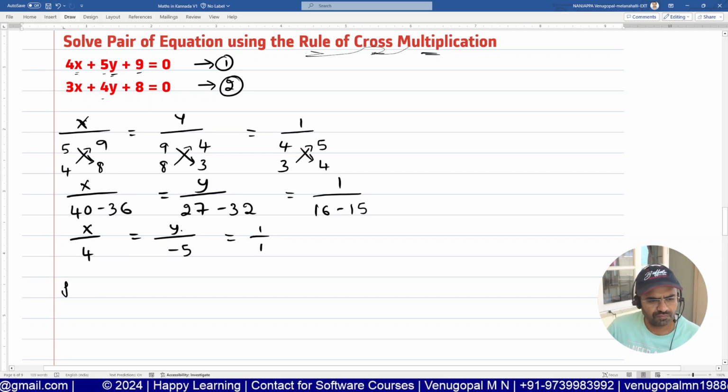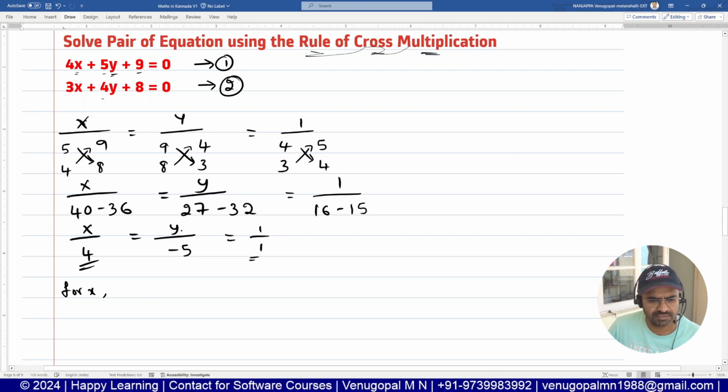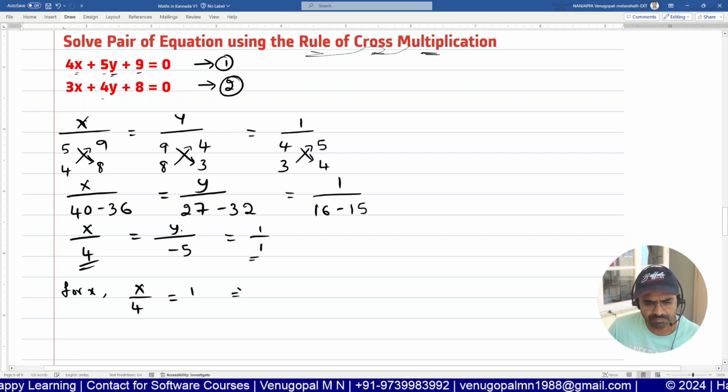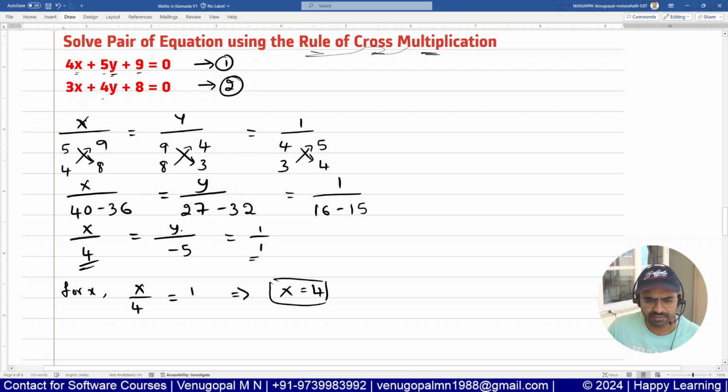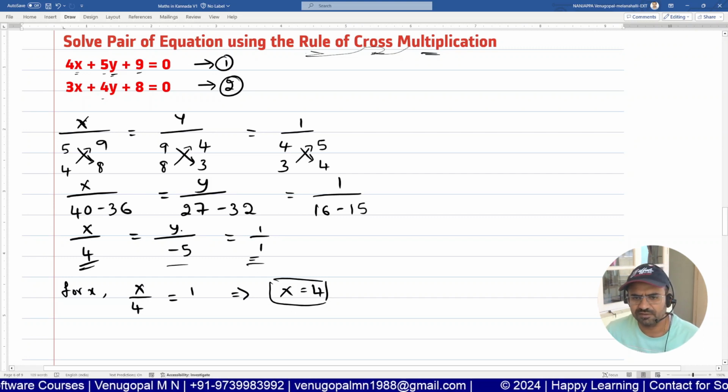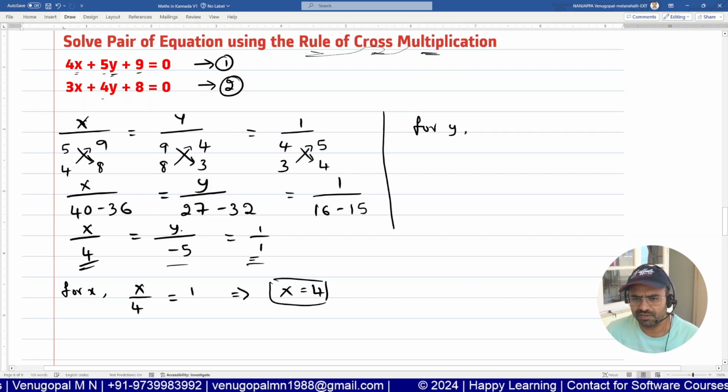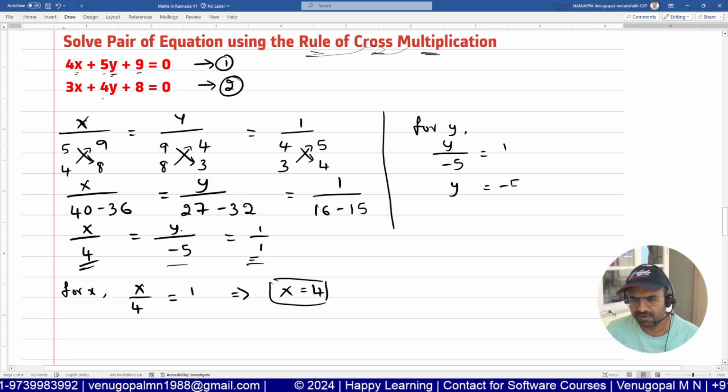So now for finding out x, let us take this one and this one. X divided by 4 is equal to 1 implies x is equal to 4. Clear, guys? Now in order to find out the value of y, take this and this. For y divided by minus 5 is equal to 1, y is equal to minus 5.